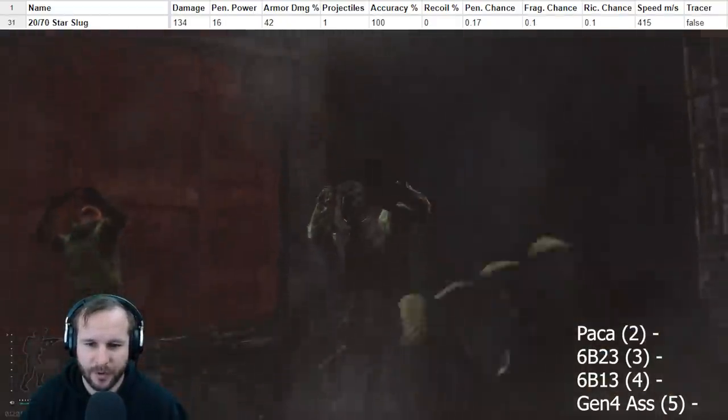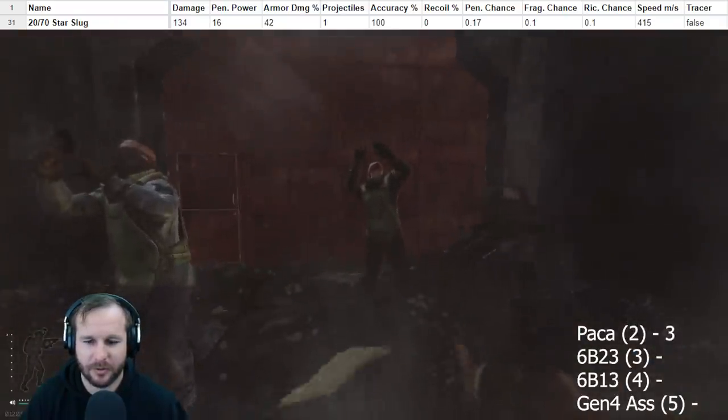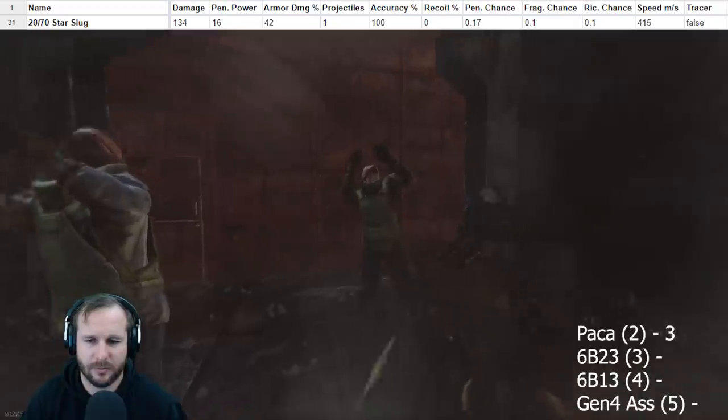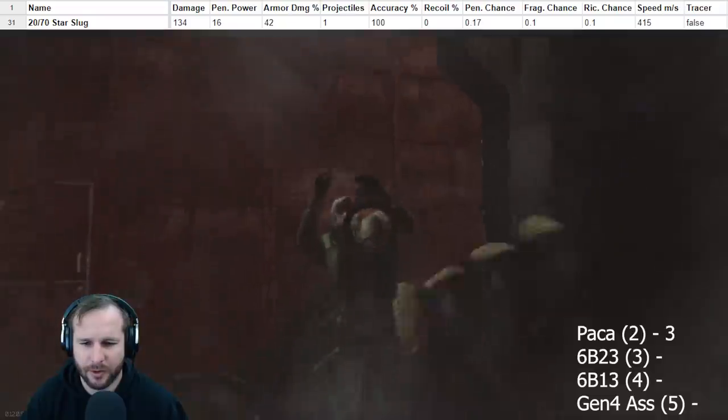Now, moving over to the star rounds. This has 2 more armor damage, 1 less pen, and I think about 15 more actual flesh damage. So to my understanding, it should make some sort of difference. I'm not really sure what it was going to be, but we end up finding out.